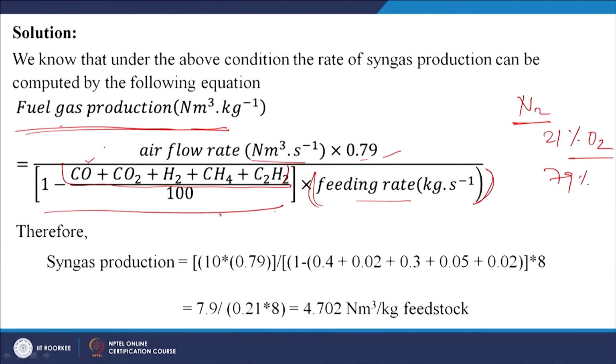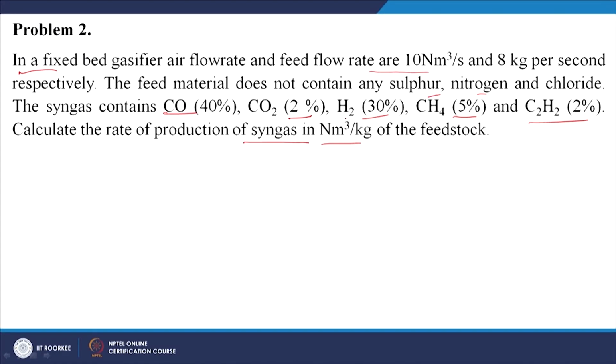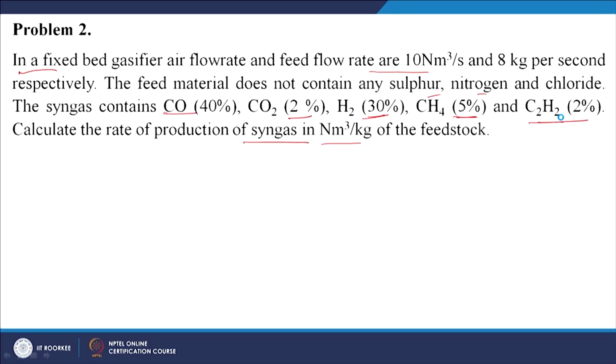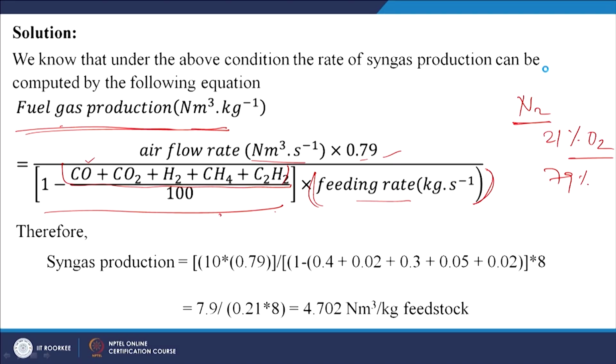Now, we have to put the value of these things. So, what are the values of CO? It is given: CO 40%, CO2 2%, H2 30%, CH4 5% and C2H2 2%. So, these values we will put there, and it was also given 10 normal meter cube per second, this is the air flow rate, and 8 kg per second was the feed flow rate. So, all the terms are given in the problem, and we will be putting those things.